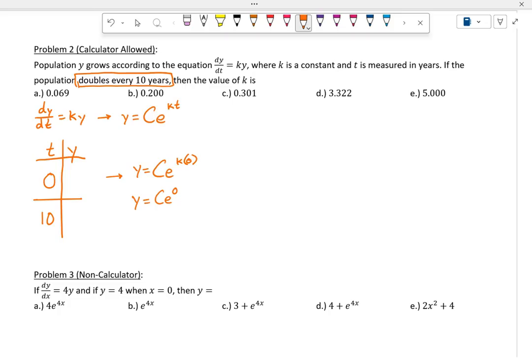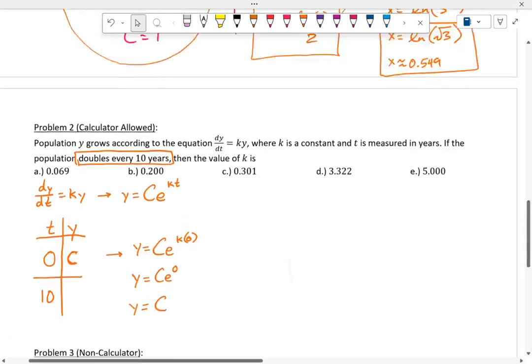And what is e to the 0? So when t is 0, y equals c. So our y when t is 0 is our c. Do we know what our c is? No, we do not. That is okay. But I want you to notice a pattern right here. When our t was equal to 0, our y was equal to c.